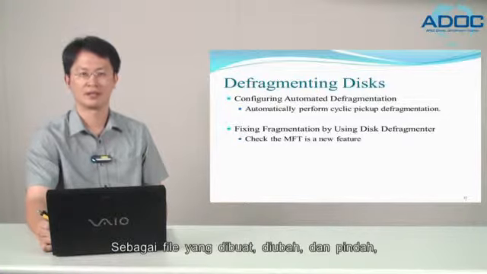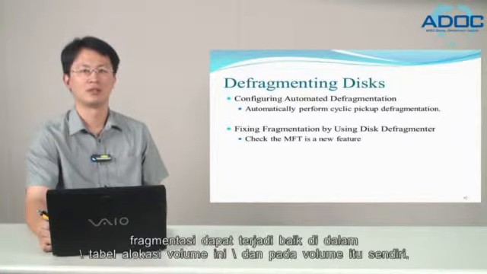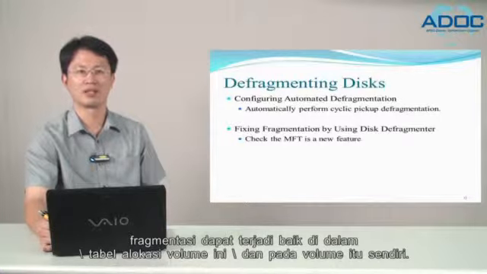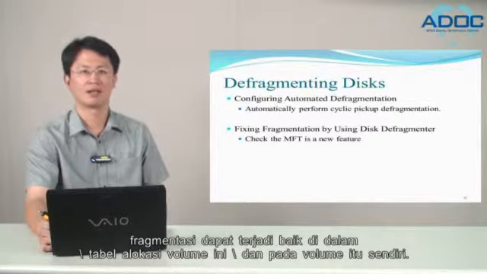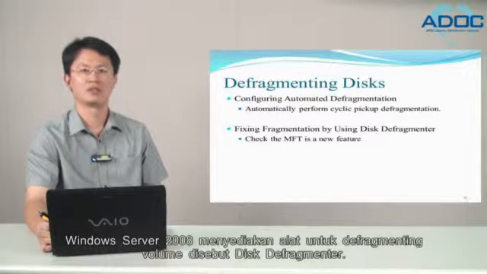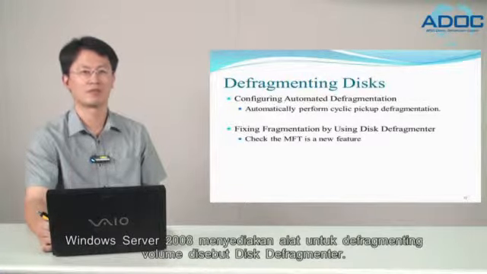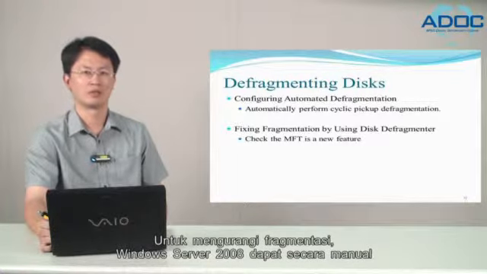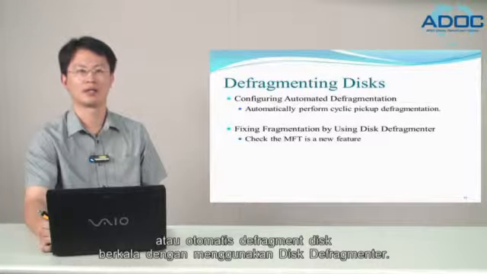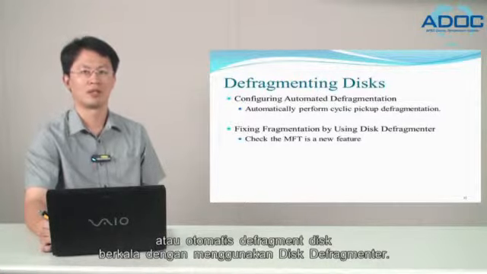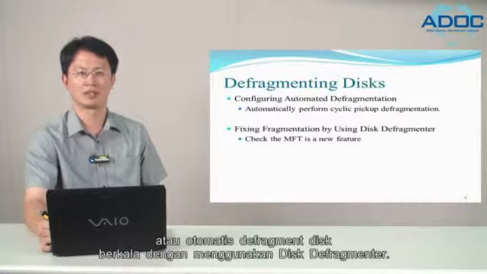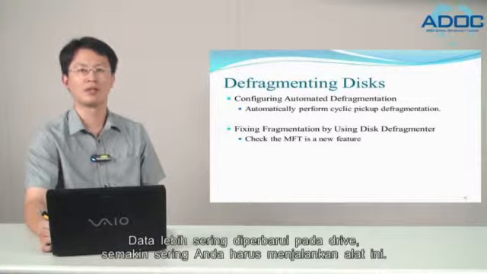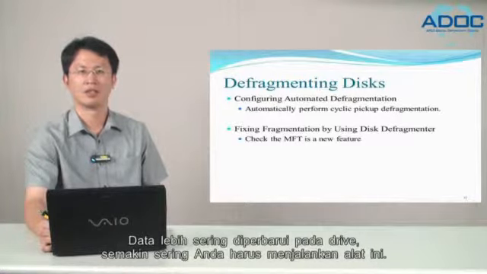As files are created, modified, and moved, fragmentation can occur both within the volume's location table and on the volume itself. Windows Server 2008 provides a tool for defragmenting volumes called Disk Defragmenter. To reduce fragmentation, Windows Server 2008 can manually or automatically defragment disks periodically using Disk Defragmenter. The more frequently data is updated on drives, the more often you should run this tool.